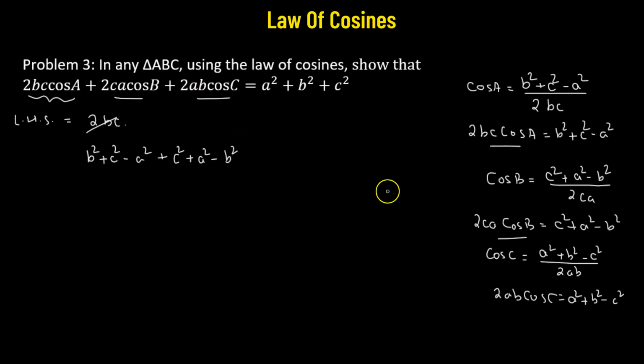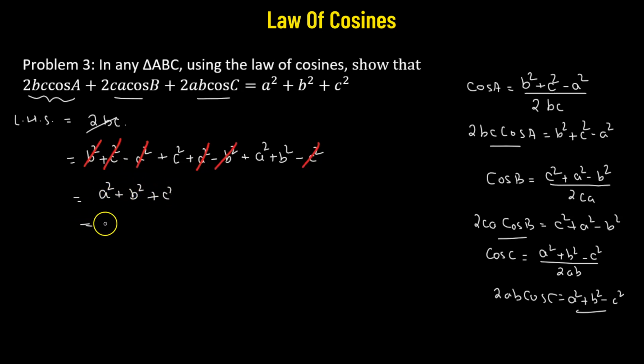And the third term, 2 times AB times cosine of C, we will replace with the value A squared plus B squared minus C squared. Fine. So clearly, a few of the terms will get cancelled out. So positive B squared, negative B squared, positive C squared, negative C squared, and negative A squared, positive A squared cancel out, leaving us with the expression on the right hand side, which is A squared plus B squared plus C squared. Hence, we have successfully shown that the given equation is true by using the law of cosines.